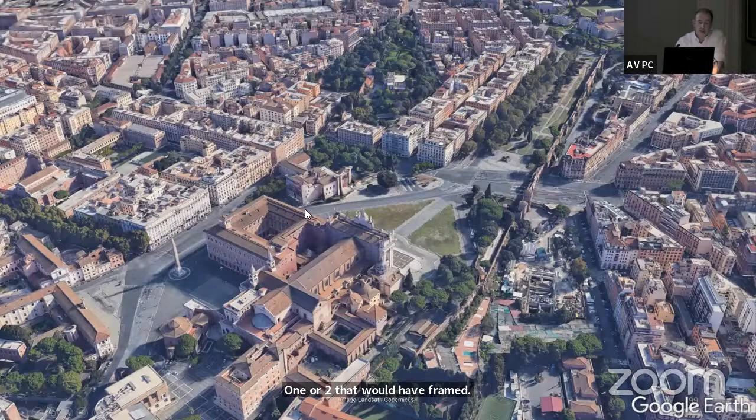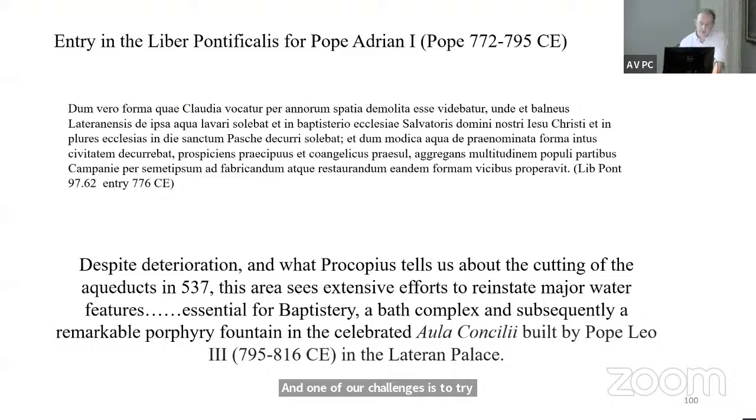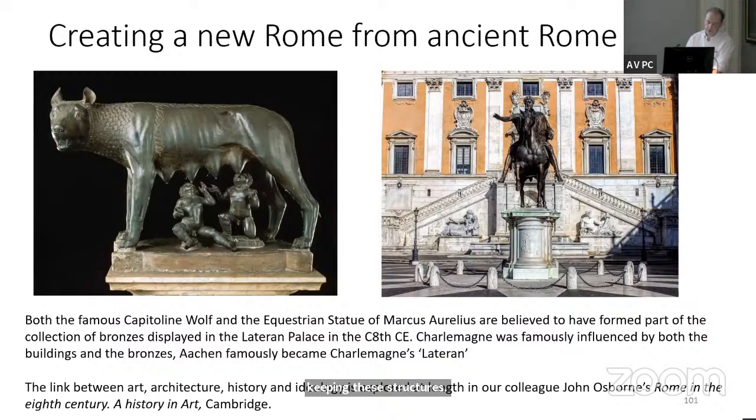The Patriarchium, for example, or the original palace associated with the basilica, was destroyed in the 16th century. And one of our challenges is to try and revisualize that important complex, which was so powerfully influential. But we can see that there is a recurrence of returning to keeping these structures impressive, invested in, and influential. There is an element of creating a new Rome from an ancient Rome. Some of the best known bronzes, of course, of Rome were actually brought to this area and displayed within it, creating a new sense of center.